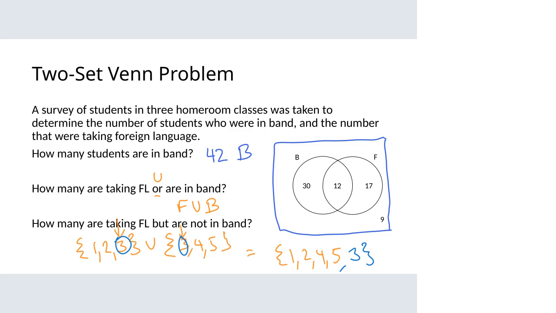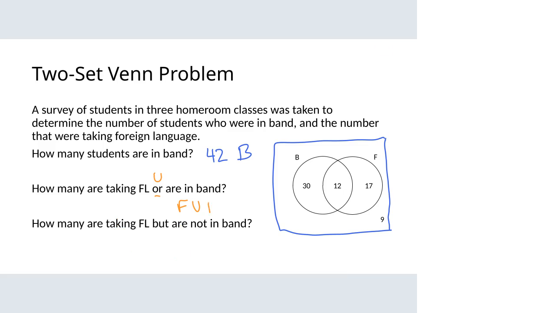Very good, Leslie. Perfect. So those 12 in the middle that are taking foreign language and band, remember what union means. Remember what or means. What union means, what or means, is anybody that is in foreign language or band. They need to be in at least one of the two sets. If they're in at least one of the two sets, I'm going to count them. So anybody who's in band, I'm going to count them. Anybody who's in foreign language, I'm going to count them. Got to be a little bit careful. I don't want to count those people twice. I only want to count them once, but I definitely want to count them.